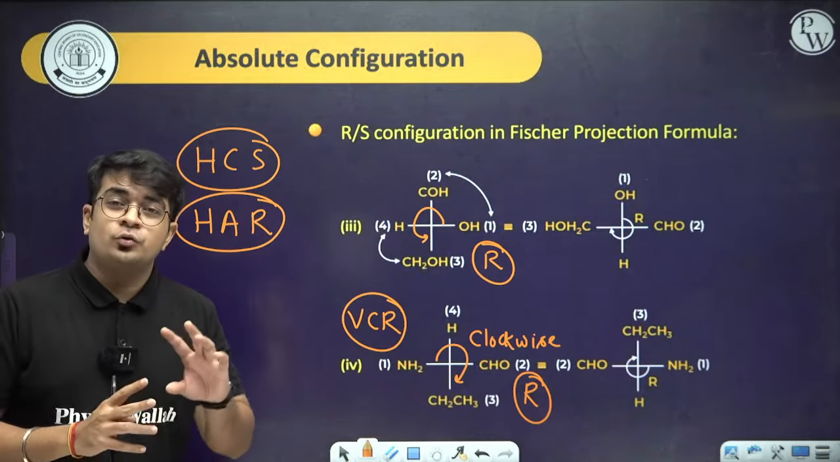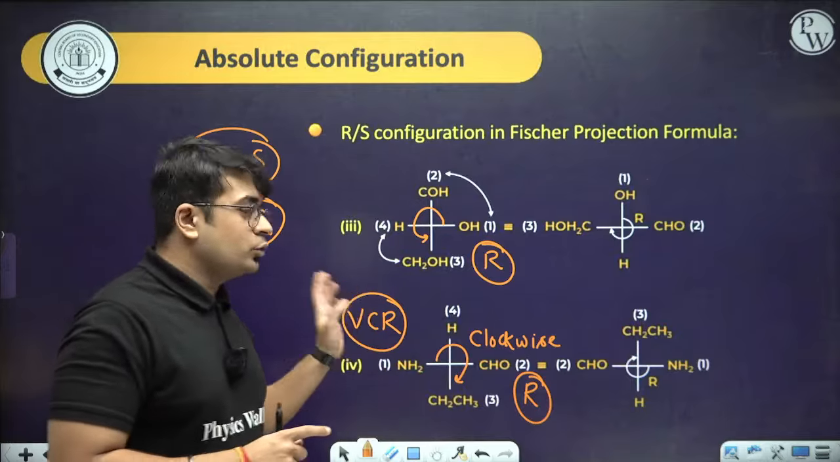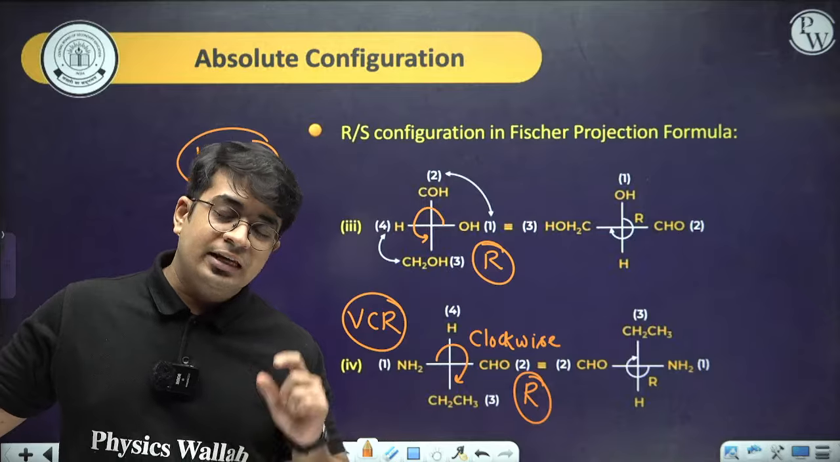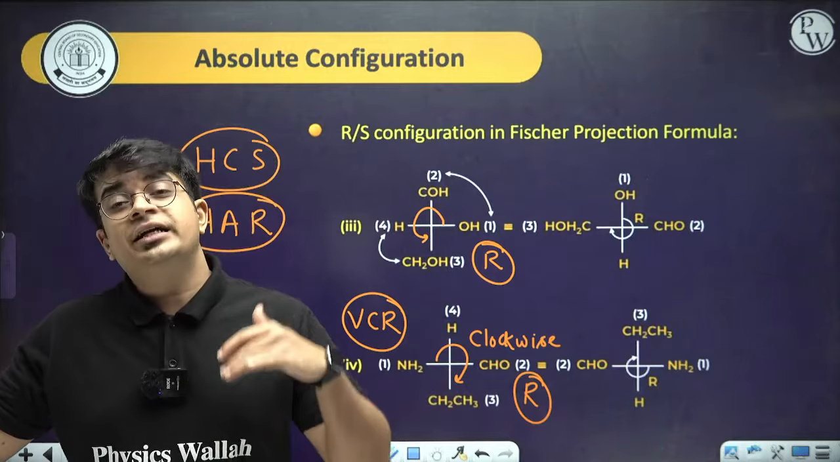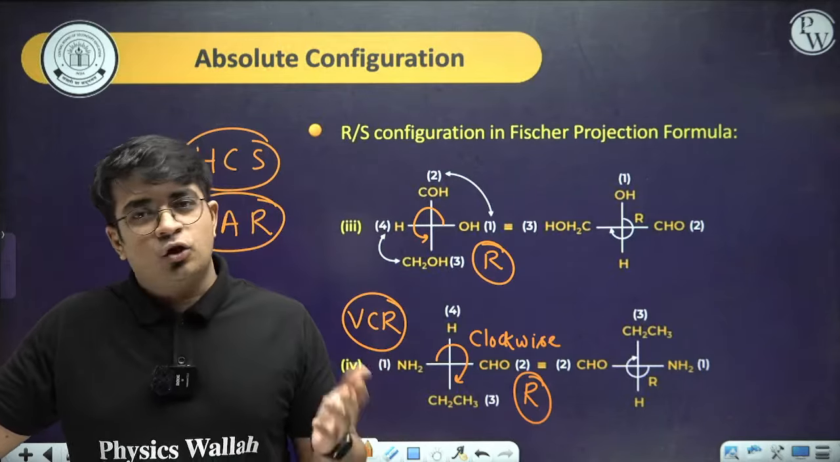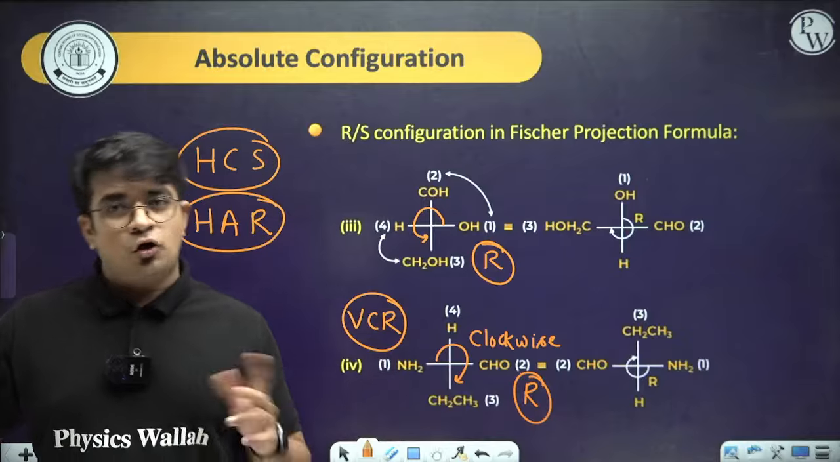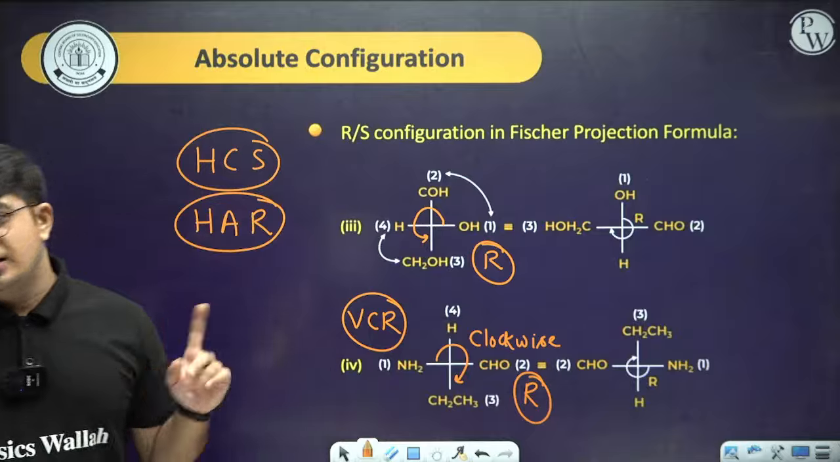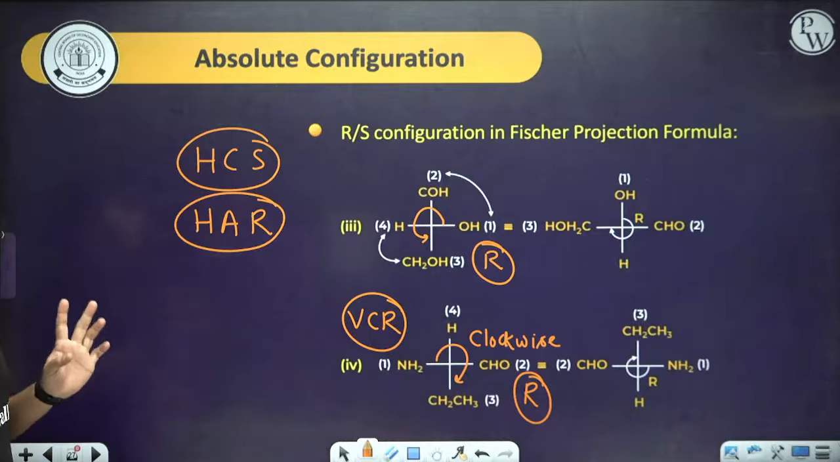If you don't want to do the changes, then you can use this entire part. But for wedge and dash projection, you have to make sure that the least priority group is present on the dash position. Then you can see clockwise or anti-clockwise rotation. If clockwise, then definitely R. Anti-clockwise, it must be S. I hope this entire part is clear.